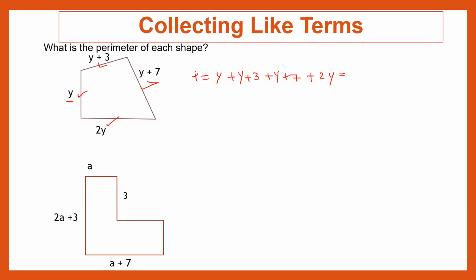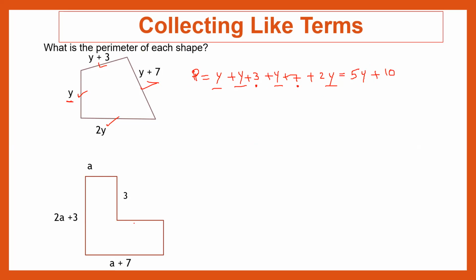So now that I know that the value of P is equal to the sum of all these, let's collect like terms. I have y and another y and another y and 2y. Let's add them together. Y plus y is 2y plus another y is 3y. 3y plus 2y is 5y. Then we have numbers. We have 3 and 7. 3 plus 7 is equal to 10. So the perimeter of this shape can be represented by the expression 5y plus 10.